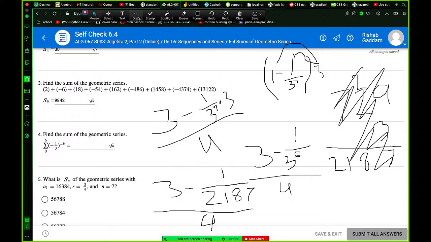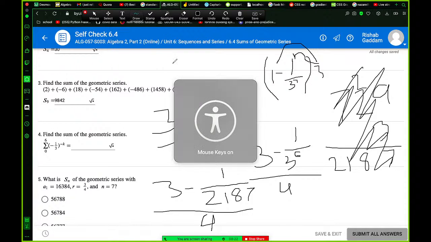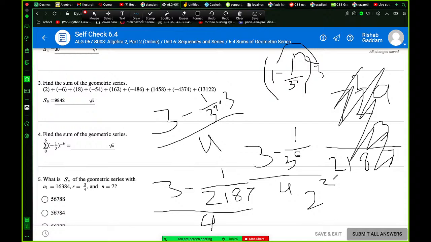It's gonna be 2 and 2,186 divided by 2,187, and this is all divided by 4. I'm pretty sure I get the feeling we're doing this wrong or something. Did we use the wrong formula? No, I don't think we did. I'm pretty sure we're doing everything right. This is a negative, but that shouldn't matter too much.